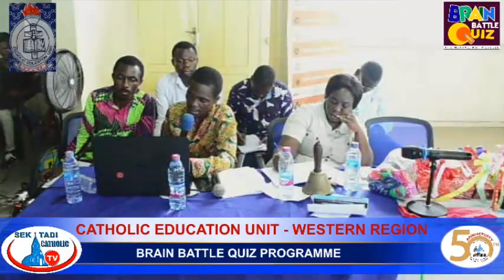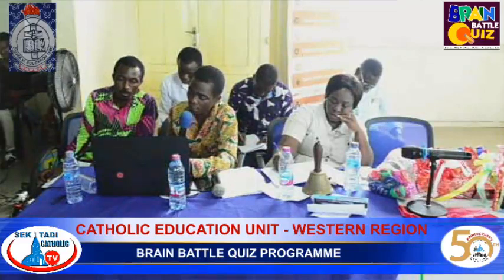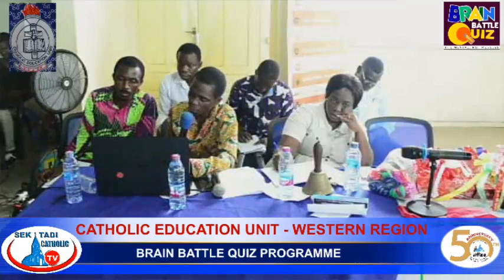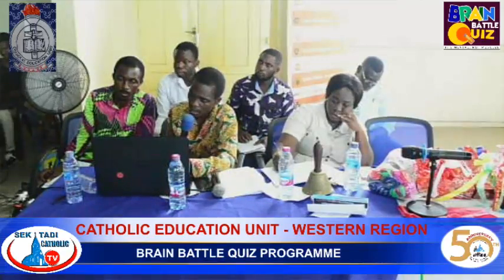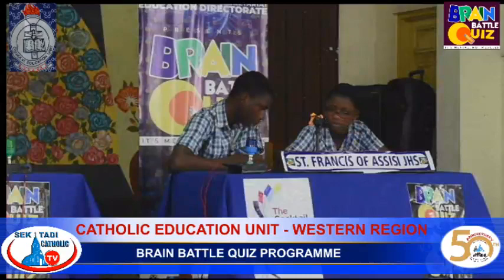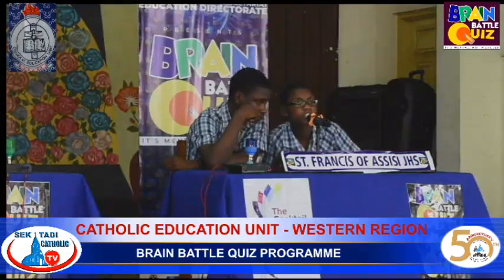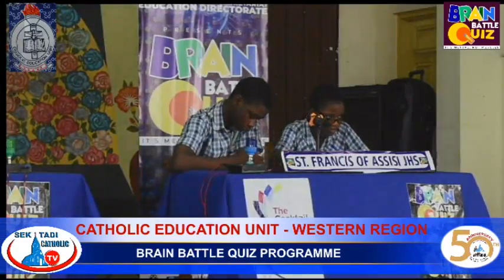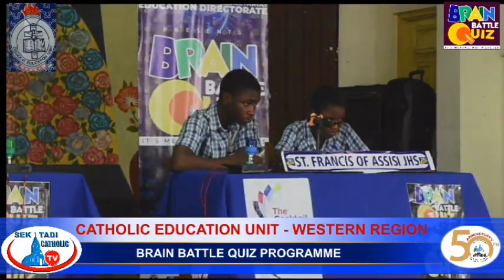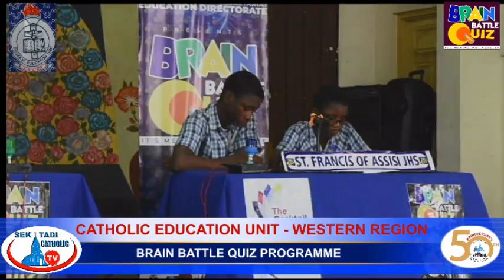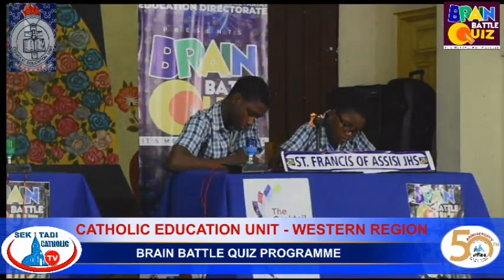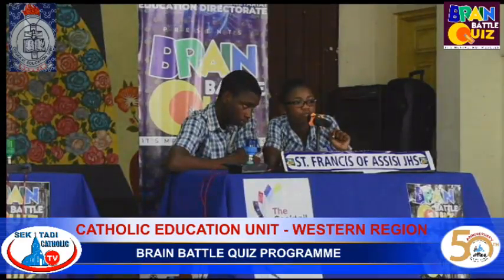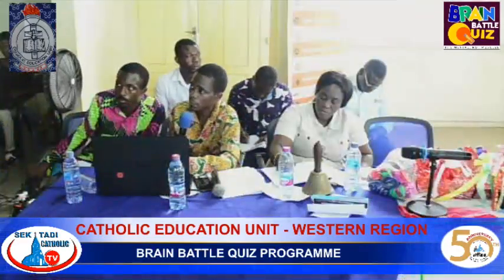St. Francis, a box contains 5 blue, 4 red, and 11 white balls. What is the probability of picking a black ball? Please, the question again. A box contains 5 blue, 4 red, and 11 white balls. What is the probability of picking a red ball? 1 out of 5. And that is correct for 3 points.